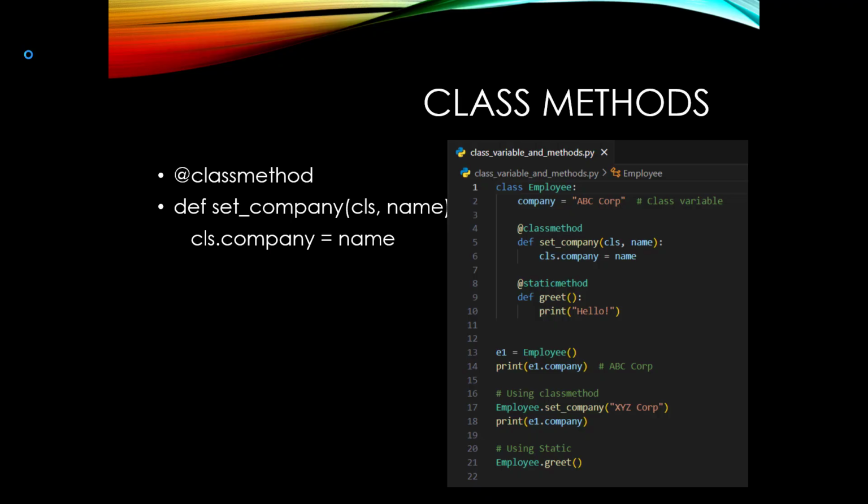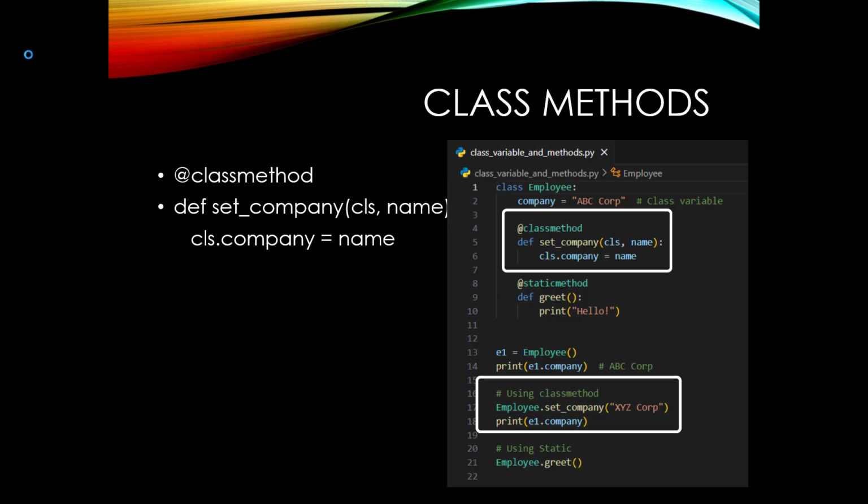Now let's look at class methods. These are methods that work with the class, not the instance. Class Employee, company, ABC Corp. Next, we have a decorator, @classmethod. We are creating a function set_company, cls, name, cls.company equals name. Using the class method decorator, the method receives the class as the first argument, not the object.